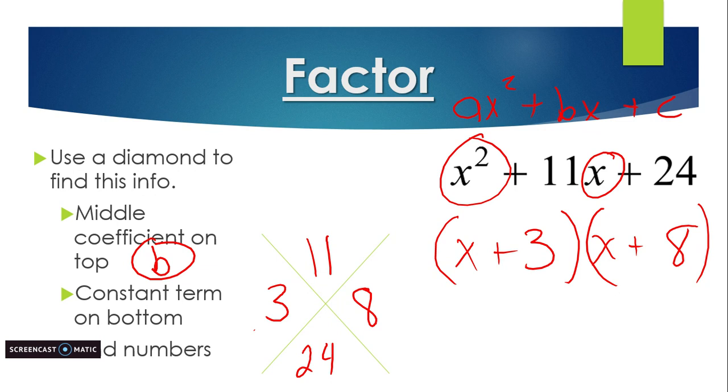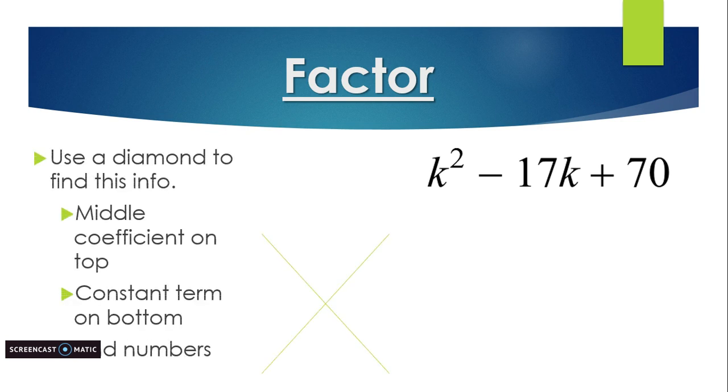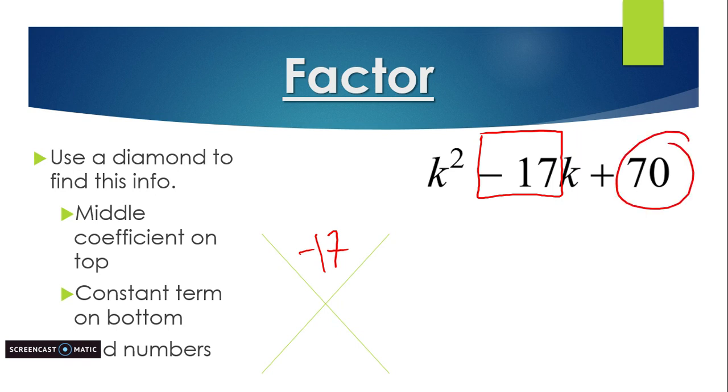Let's try the next one. I lied. Different variable. That's okay. We're still going to set up the diamond the same way. So that middle term this time is negative 17, so we're going to put negative 17 up top. The last term, 70, we're going to put on the bottom.